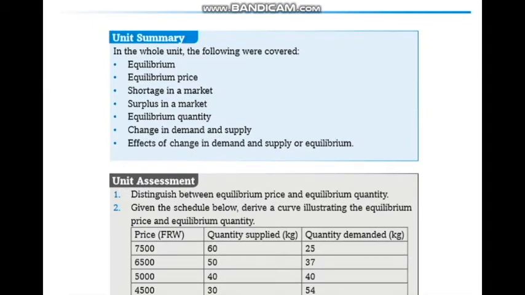Now, unit summary. In the whole unit, the following were covered.